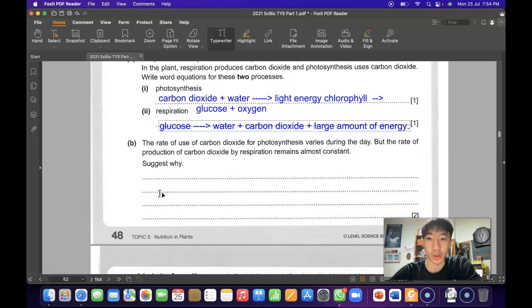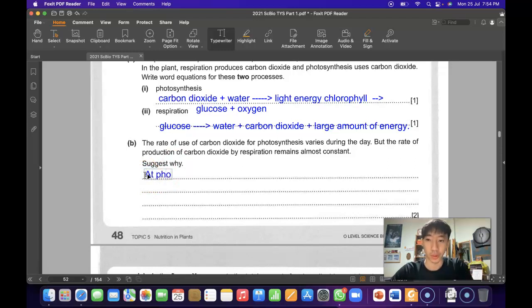These are the kind of questions that often confuse people, this question B, because you actually have to use a little bit of real life logic here. The rate of use of carbon dioxide for photosynthesis varies during the day, but the rate of production of carbon dioxide by respiration remains constant. Suggest why.